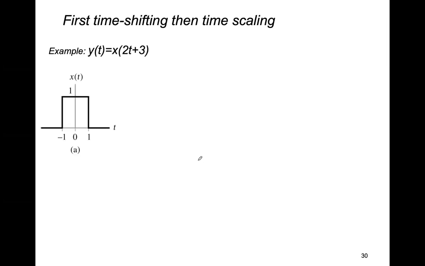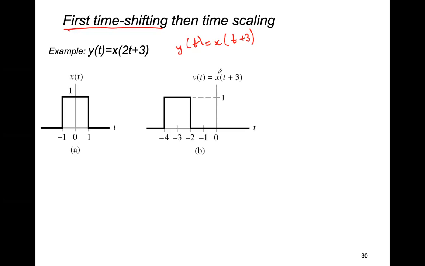If we would like to do y of t is equal to x of 2t plus 3, what are we doing here? We want my original signal x of t to be shifted, reflected, compressed or expanded, whichever is wanted here. First, we should always think about doing the time shifting. So what should I do first? y of t is equal to x of t plus 3. Okay. What is x of t plus 3?